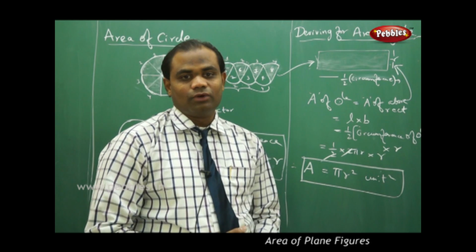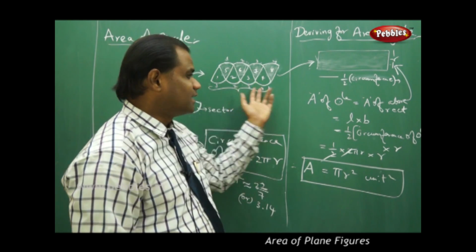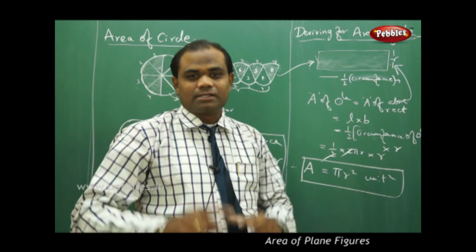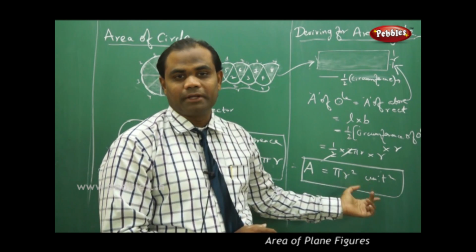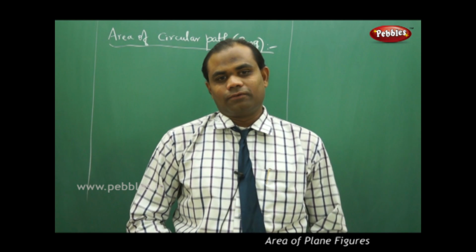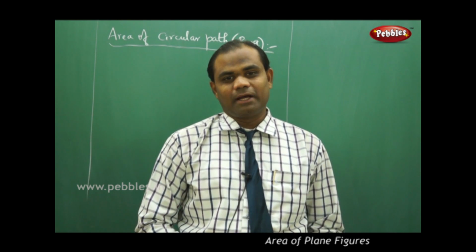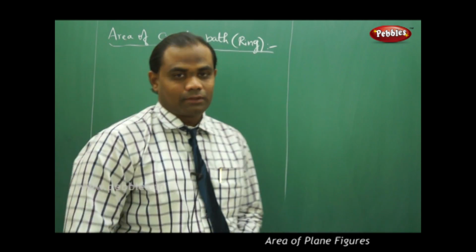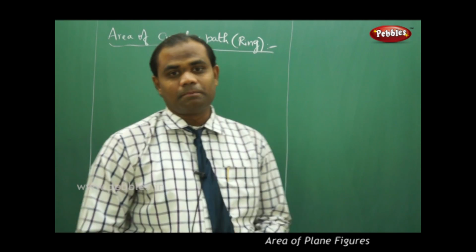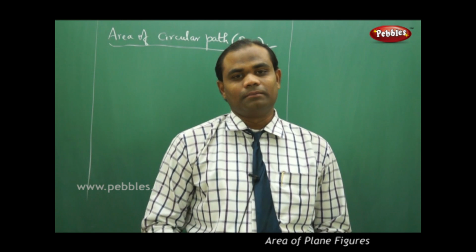This is how we obtain the circle from sectors indirectly forming a rectangle. So a circle is associated with a rectangle, and hence the area is obtained here. Now we have derived the formula for the area of a circle, which is pi r squared, and the circumference of a circle, which is 2 pi r. Similarly, we'll also find the area of a circular path, which is indirectly derived from a circle.